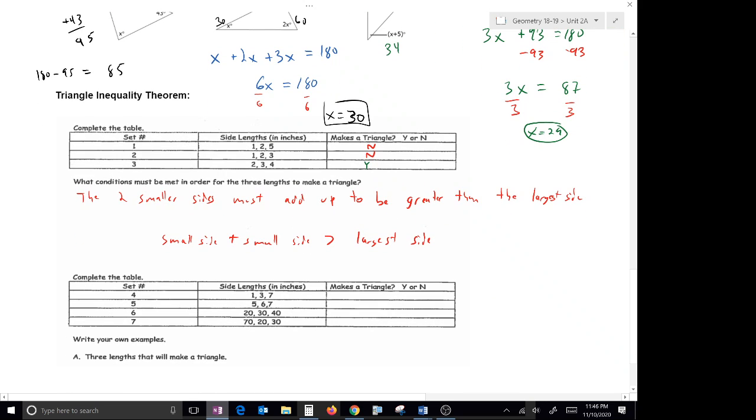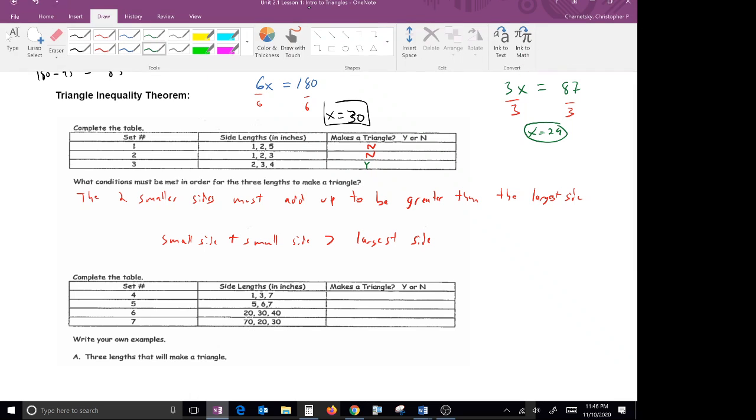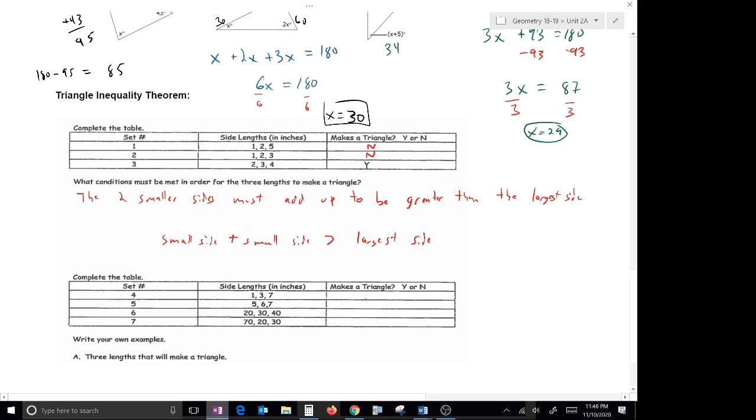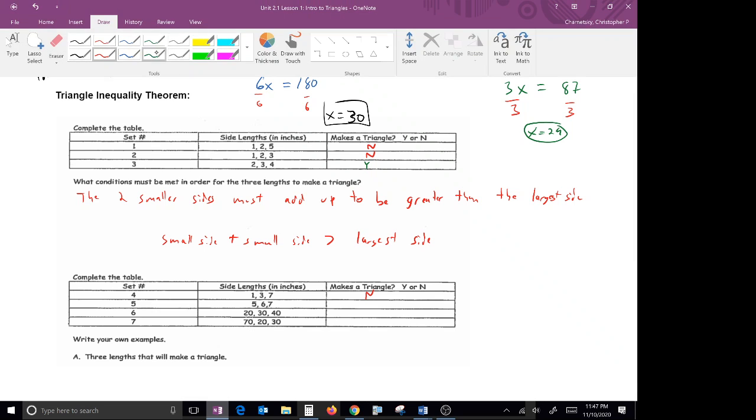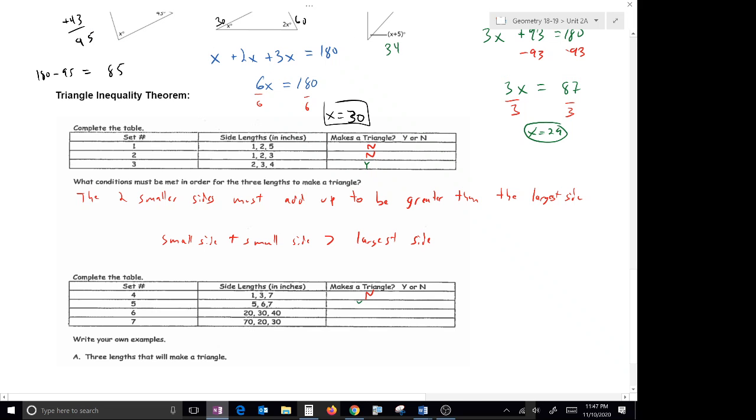How about down here, 1, 3, and 7? Well, 1 plus 3 is 4, which is not greater than 7, so that is a no. 5, 6, and 7. 5 plus 6 is 11. 11 is bigger than 7, so that's a yes. 20, 30, and 40. 20 plus 30 is 50, which is greater than 40, so that works.